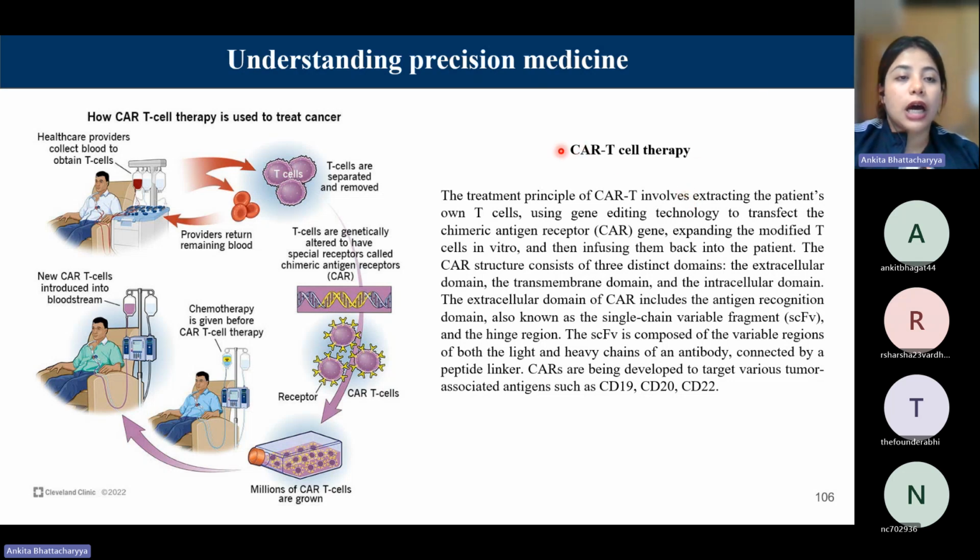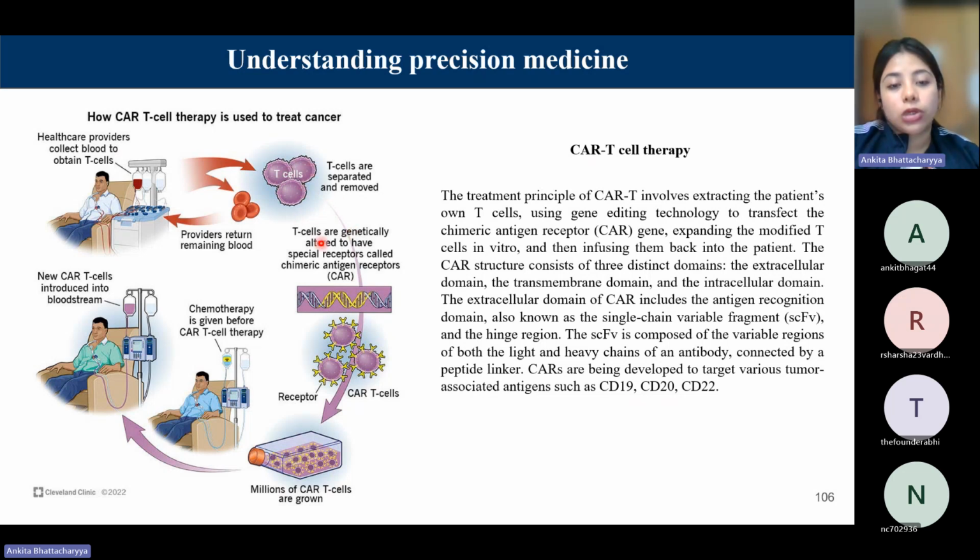So, CAR T cell, CAR stands for chimeric antigen receptor. So let's go through the schematic and then we'll read the legend. So how is CAR T cell therapy used to treat cancer? So first of all, you have a patient, and from the patient, their blood is collected so that you can obtain T cells or T lymphocytes, which is collected by health providers. What do providers do? They isolate or extract only the T cells, and the remaining blood is returned to the patient. From here, the T cells are separated and removed.